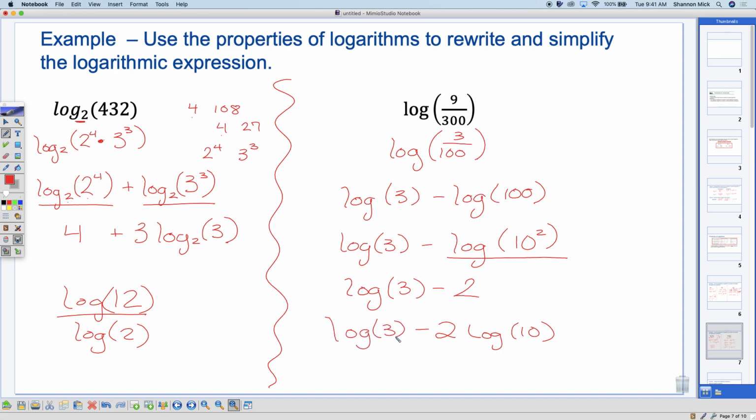What is the base on the common log? 10. If the 10 and 10 match, am I done? No! What does this equal? 1. You have to use all your rules. There are too many rules. No, there's 6.